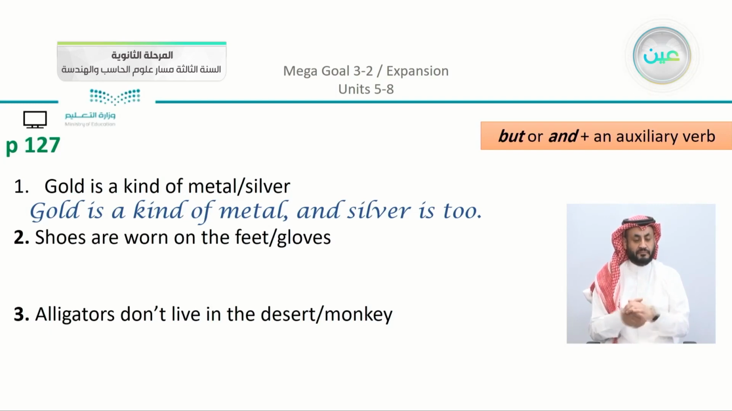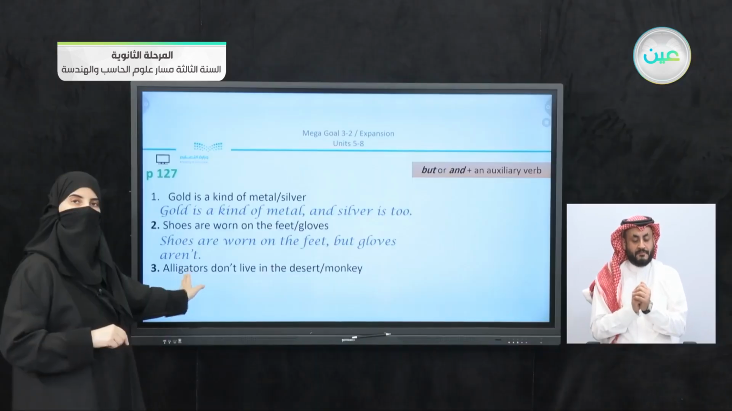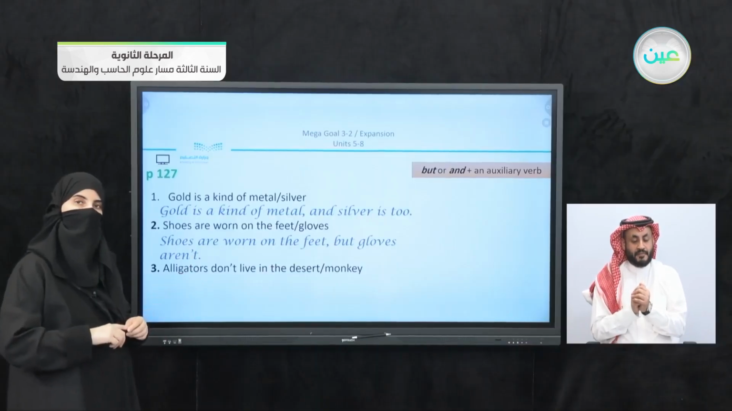We have number 2, shoes are worn on the feet, gloves. So we can say that there's something about shoes, and we have here gloves. Are they the same? So here we have something different. Shoes are worn on the feet, but gloves aren't. So we have here the auxiliary verb aren't.